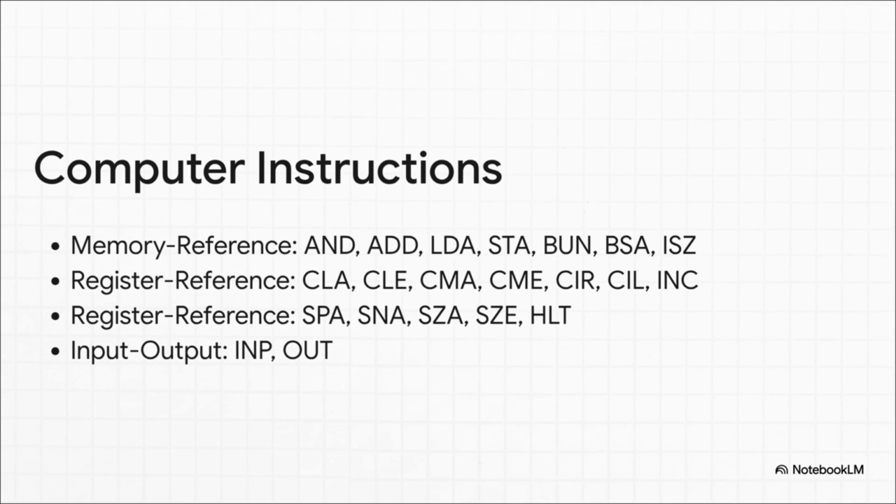These are our computer instructions, and we can group them logically. Memory reference instructions, like ADD or STA, which is store accumulator, interact directly with the main memory. Register reference instructions, on the other hand, like CLA to clear the accumulator, only manipulate what's already inside the CPU itself. And of course, input-output instructions, INP and OUT, handle the flow of information to and from the outside world. That right there is the complete toolkit our basic computer has to work with.